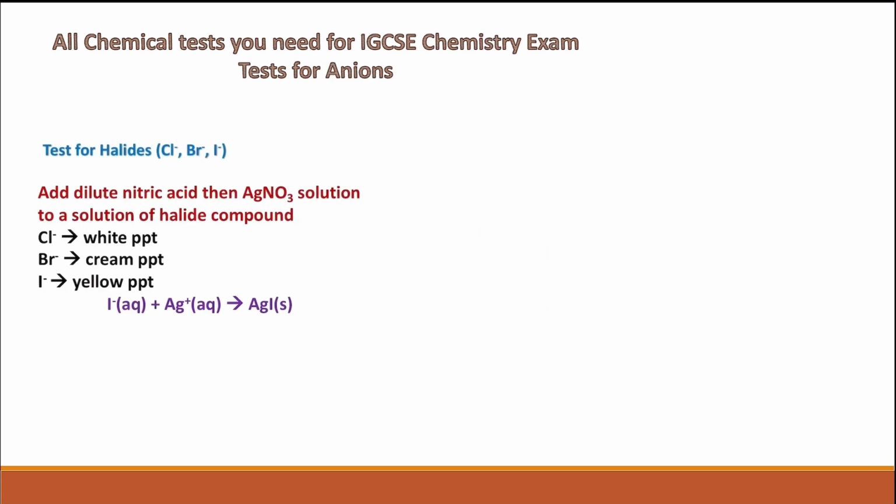Finally, the tests for the anions. The first one is the halides, which is very, very common in your exam. So this is the silver nitrate test. Use dilute nitric acid, or you can simply use acidified silver nitrate solution. If you have chloride, that will give you a white precipitate. If you have bromide in your compound, that will give you a cream precipitate. And if you have iodide, that will give you a yellow precipitate.